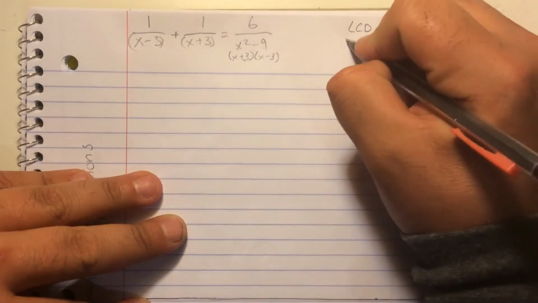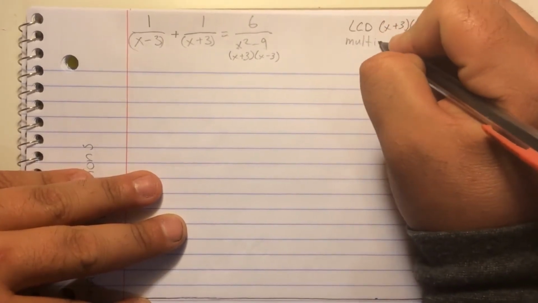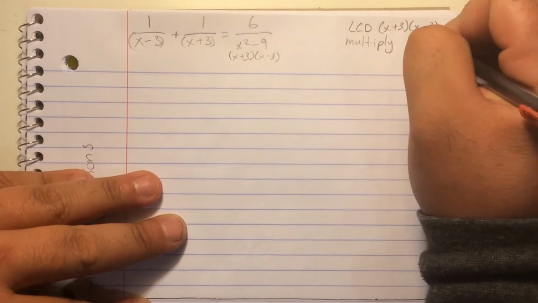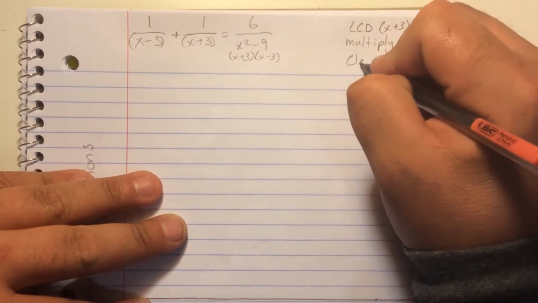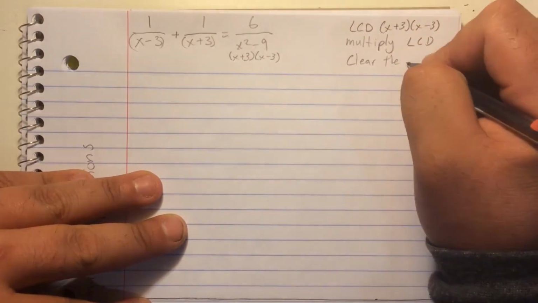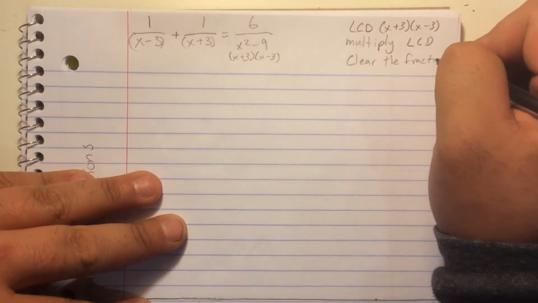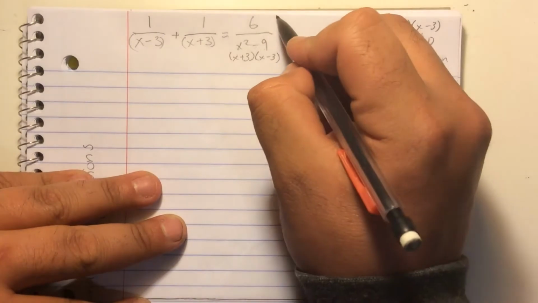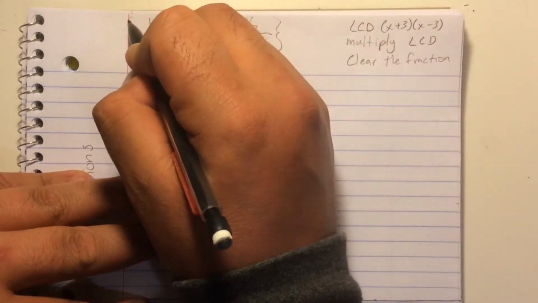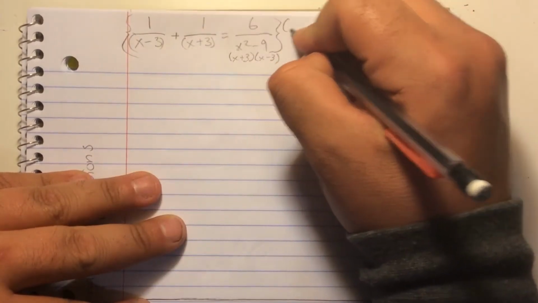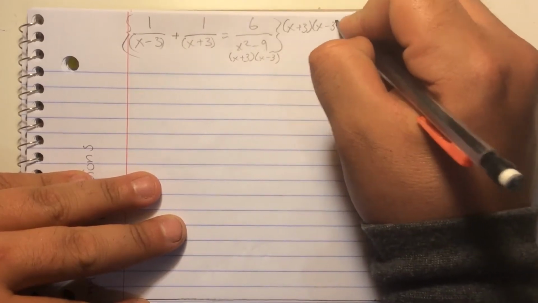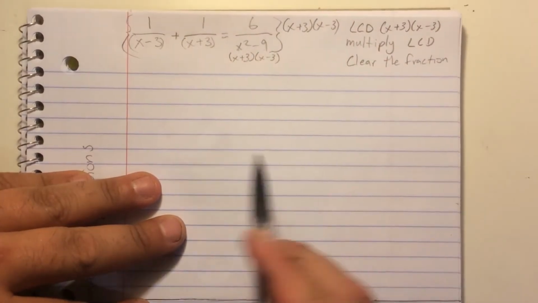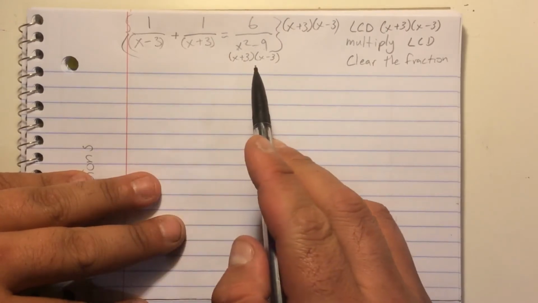Alright, so we're going to multiply the LCD to everything. And the reason we're going to do that is because we want to clear the fraction. So we're going to take this whole thing here, and we're going to multiply it by x plus 3 and x minus 3 in order to clear all the fractions out of the way.